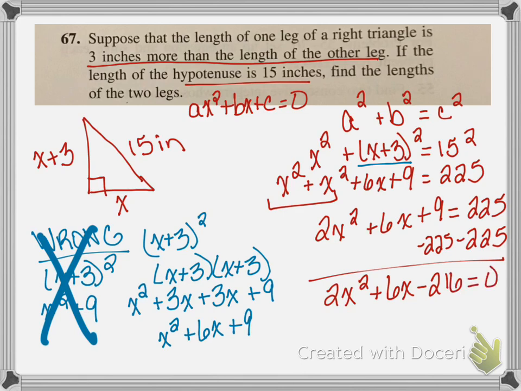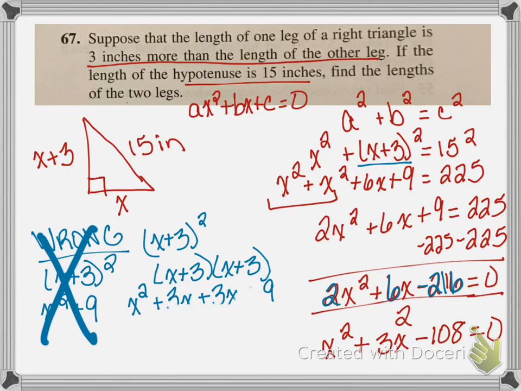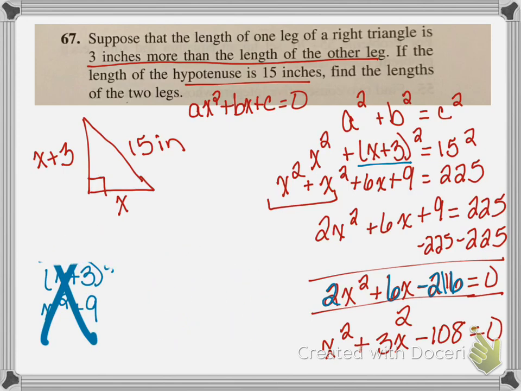Do you notice anything about all of my coefficients? They are all even. So what can I divide everything by? 2. That is so helpful. So I've got x squared plus 3x minus 108 equals 0. Now I'm going to give you a minute to factor that.